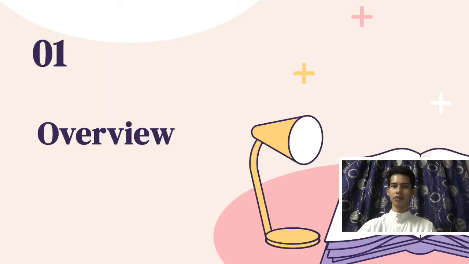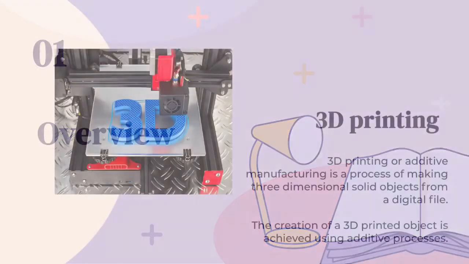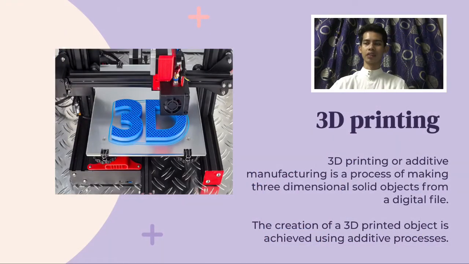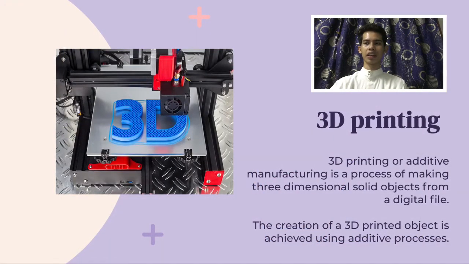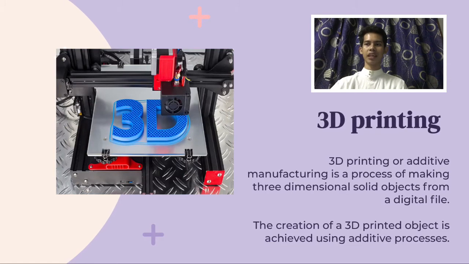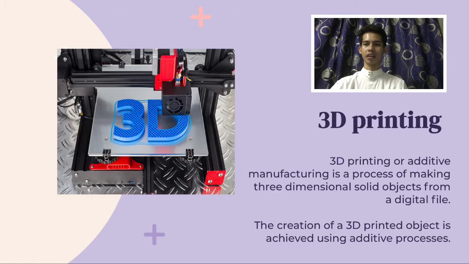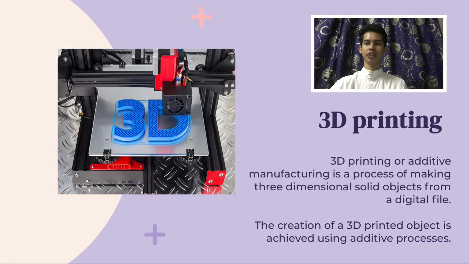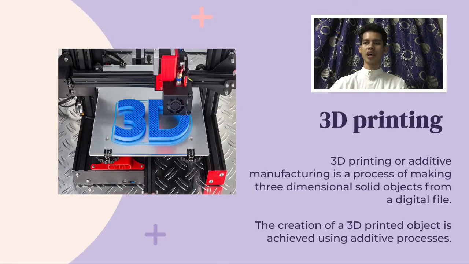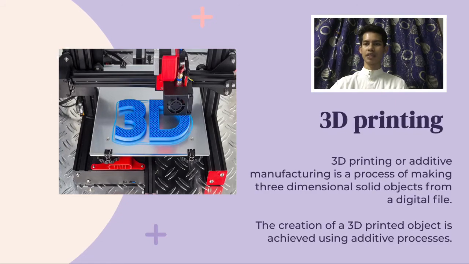Without further ado, let's move on to the overview of the lecture. So 3D printing or additive manufacturing is a process of making three-dimensional solid objects from a digital file. The creation of 3D printed object is achieved by using additive processes.